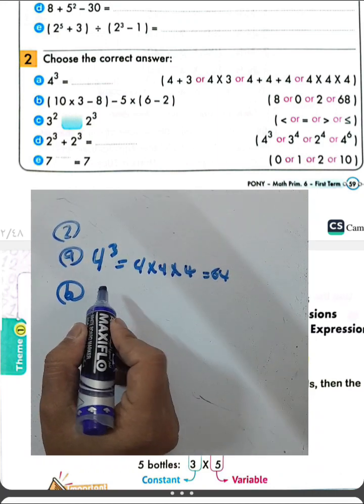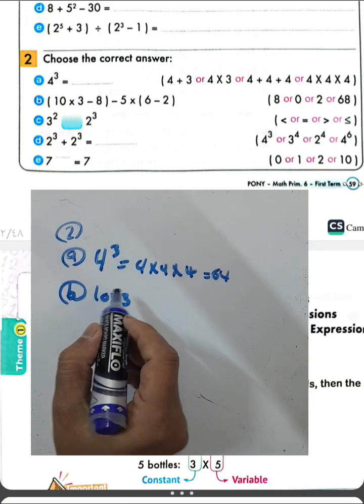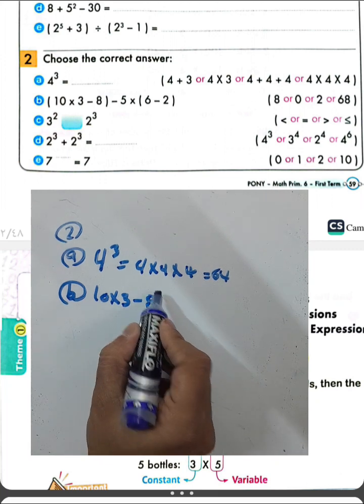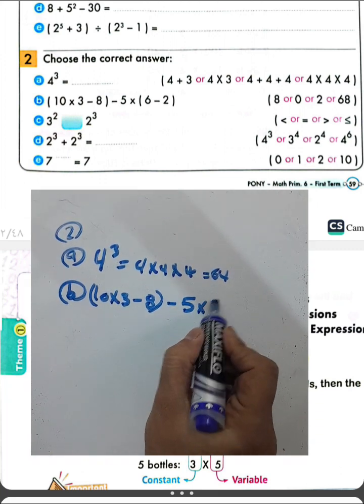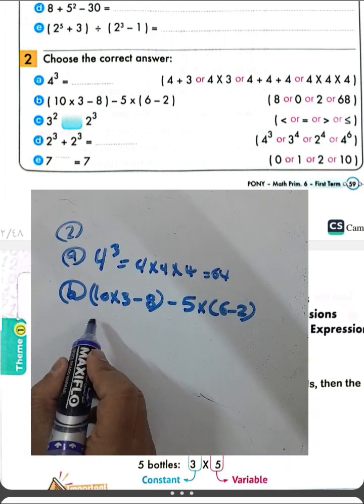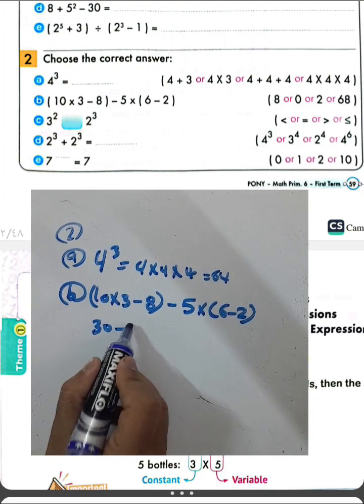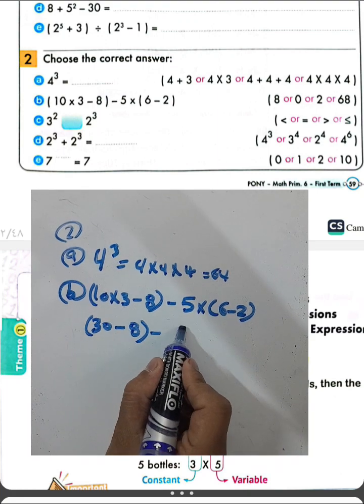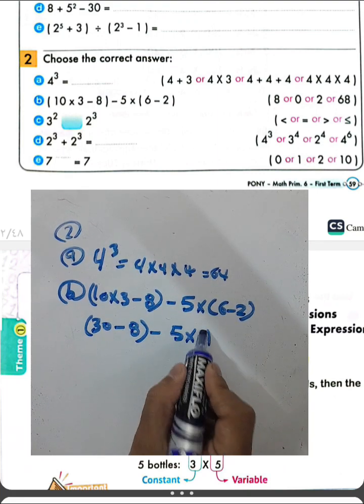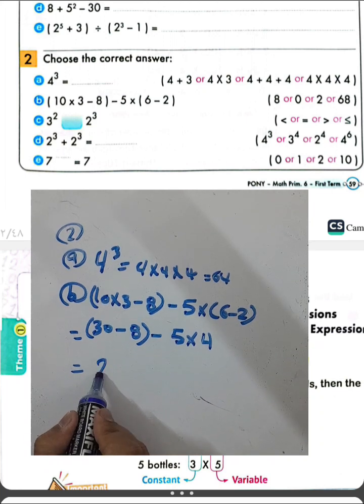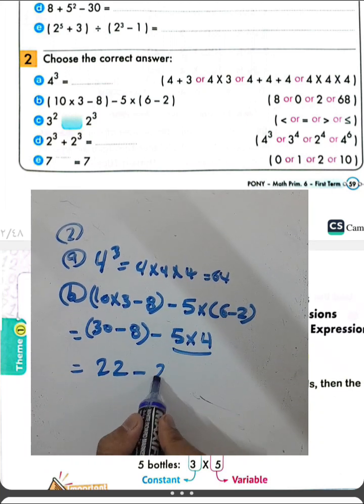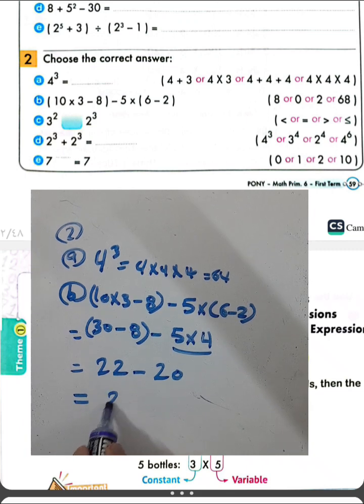Letter B: 10 times 3 minus 8 subtract 5 times 6 minus 2. 10 times 3 will be 30. 30 minus 8 is 22. 5 times 4 will be 20. 22 minus 20 will be 2. The result will be 2.